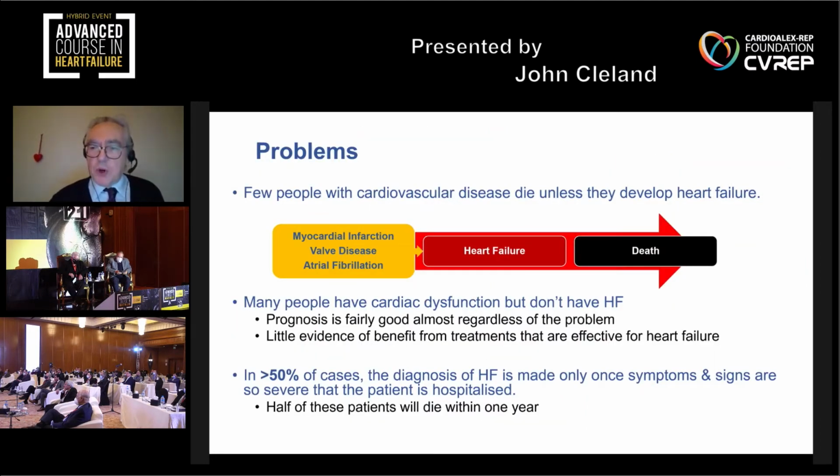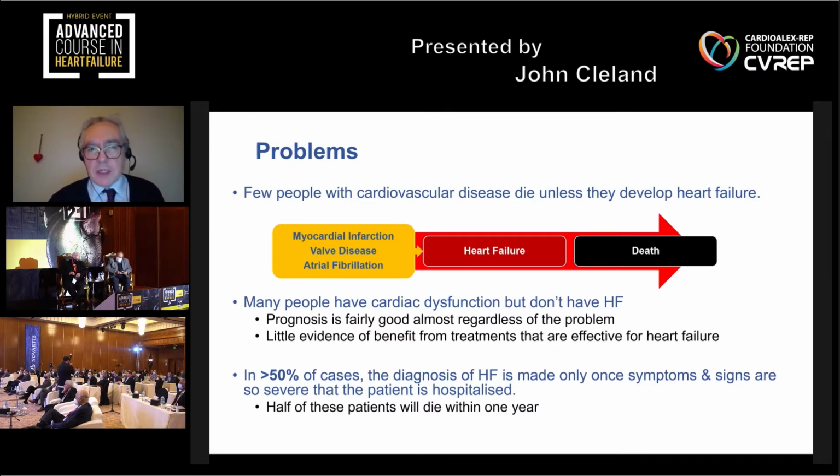So we have some problems when it comes to the definition and diagnosis of heart failure. First one I'd like to point out, and we've done this with numerous cardiovascular diseases, is that basically you don't die unless you develop heart failure. There are an unlucky few who will present with sudden cardiac death as the first presentation of cardiovascular disease, but that's relatively uncommon. And of course, if you present with sudden death, there's not a lot of other things that we can do for you.